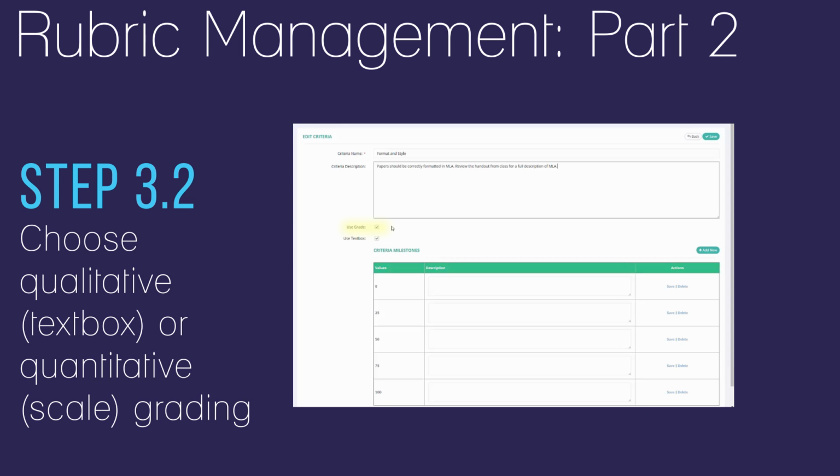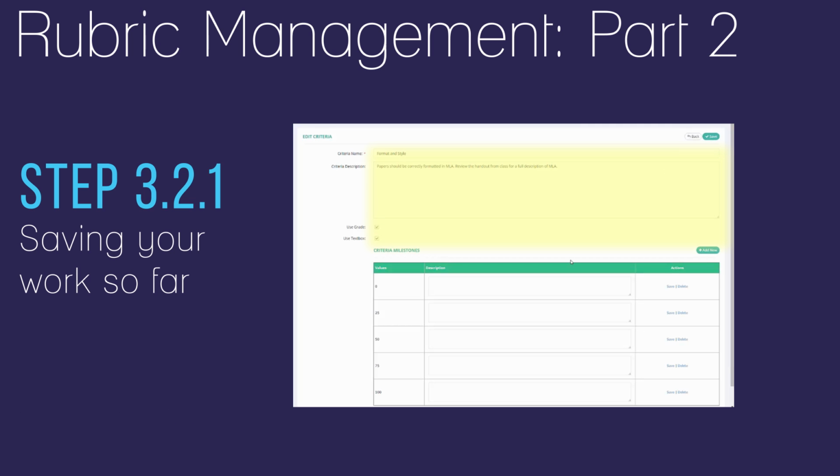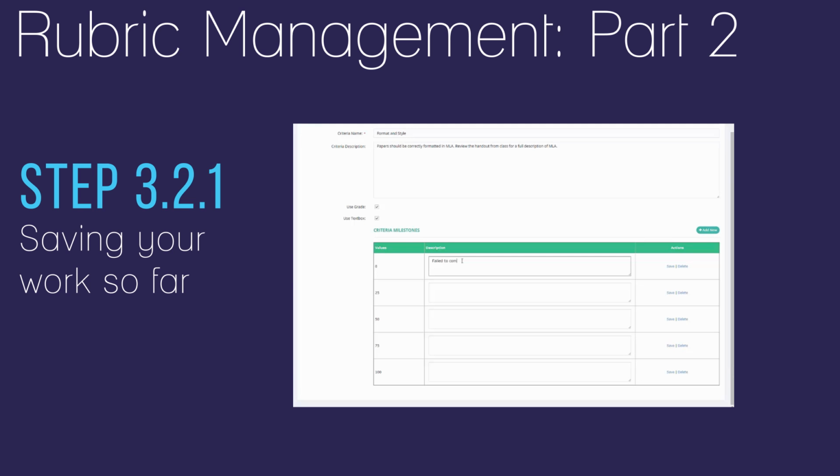Select Use Grade if you want students to grade their peers using a numeric scale, or select Use Text Box if you would prefer students to leave qualitative responses. You may choose either or both of these options. Be sure to click the Save button at the top of the page at this point. Note that the Save button on this page does not save anything below the grade and text box options.